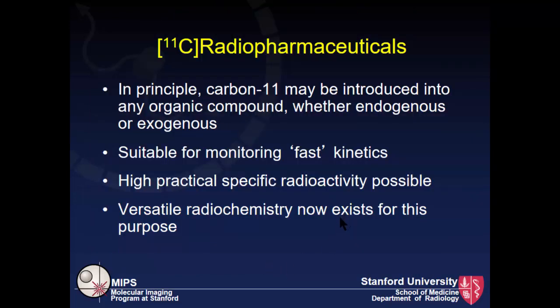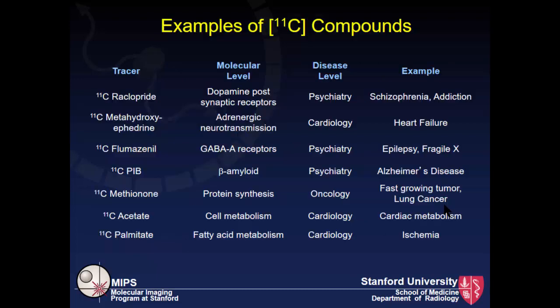Carbon 11 is being introduced in any organic compound. A lot of chemistry exists. So in this case, the versatile radiochemistry is available for us to make a whole list of compounds. For example, we talked about raclopride. We talked about C11 PIB for those interested in Alzheimer's disease imaging of beta amyloid, and flumazenil looking at GABA A receptors for epilepsy and Fragile X, for example.